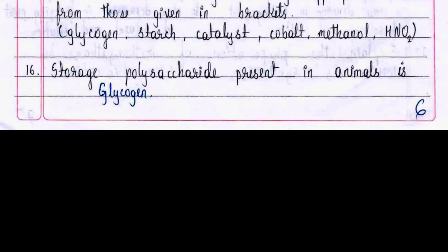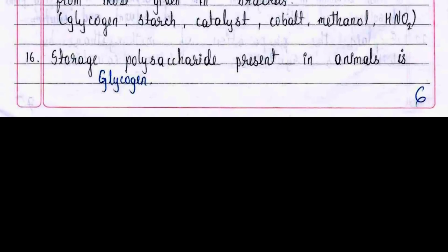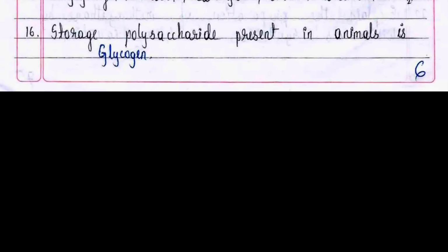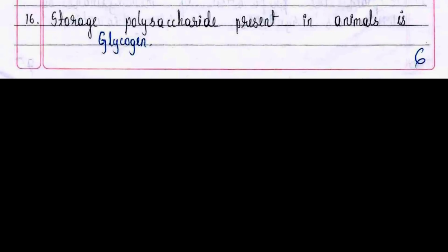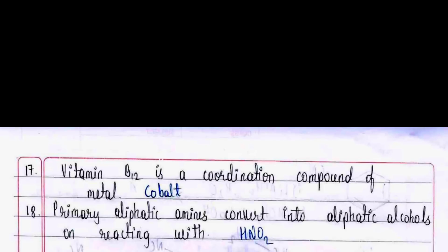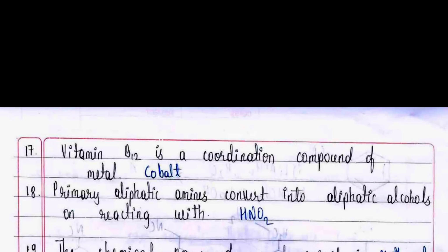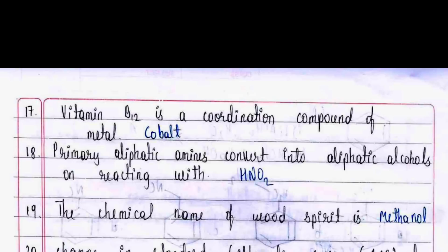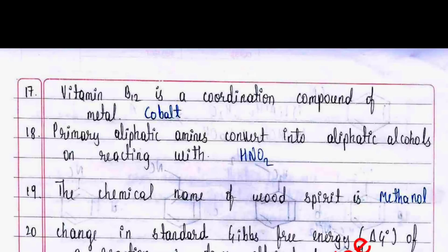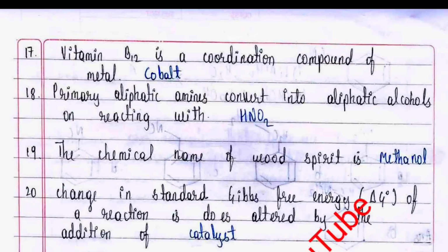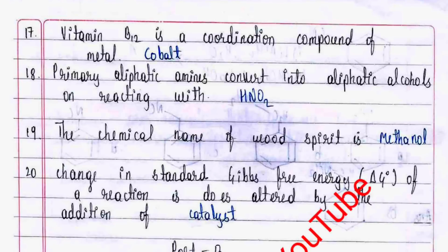16th, storage polysaccharide present in animal is dash, and the answer is glycogen. 17th, vitamin B12 is a coordination compound of metal, and the answer is cobalt. 18th, primary aliphatic amines convert into aliphatic alcohols on reacting with, and the answer is HNO2. 19th, the chemical name of wood spirit is, and the answer is methanol.